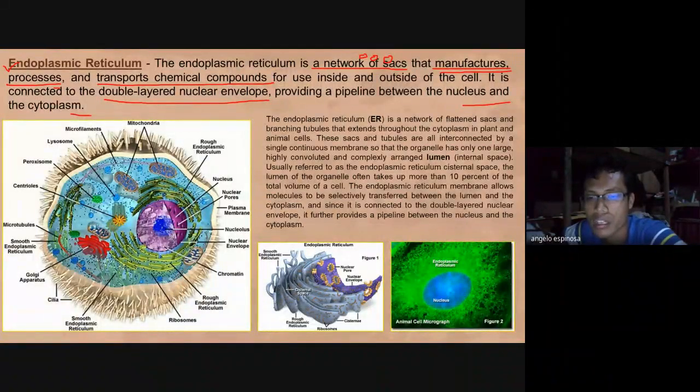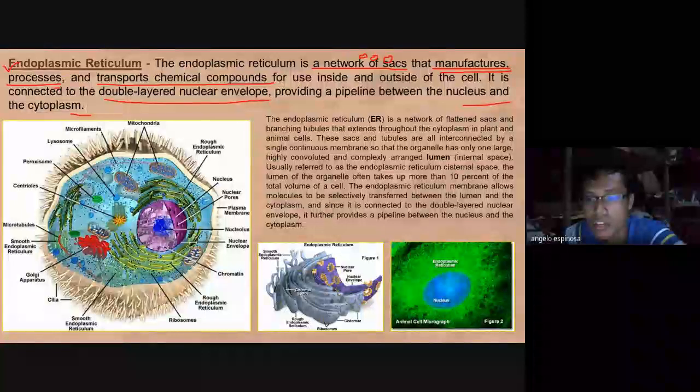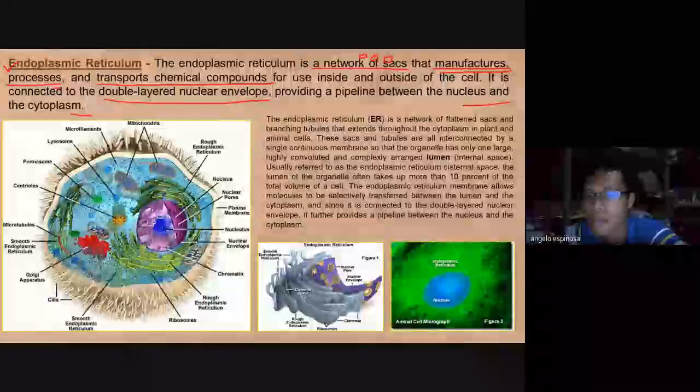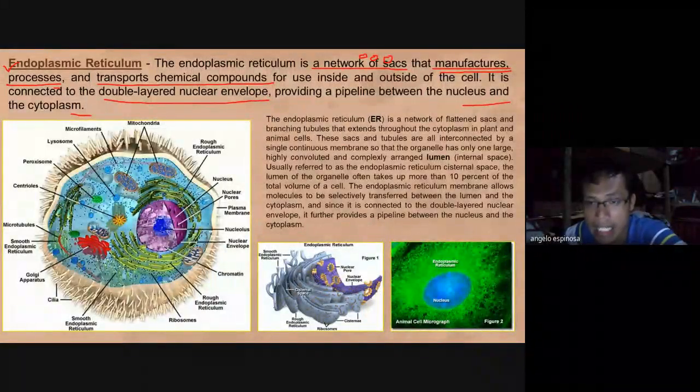So it contains ribosomes. You know that ribosomes assemble amino acids into protein units. Amino acids are the basic unit of protein, which are transported into the rough endoplasmic reticulum for further processing. These proteins may be transmembrane proteins, which become embedded in the membrane of the endoplasmic reticulum.